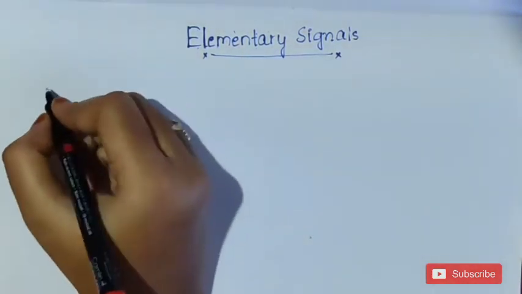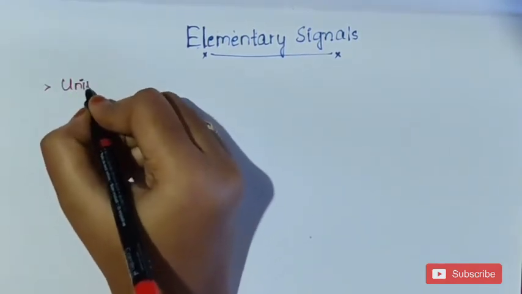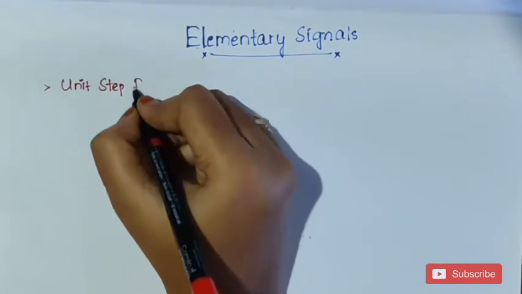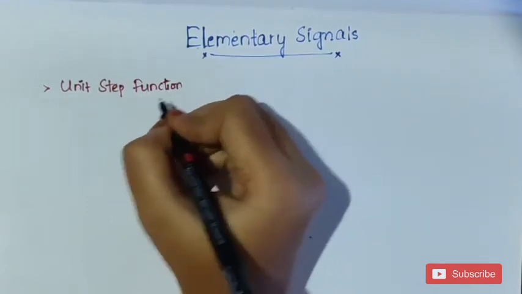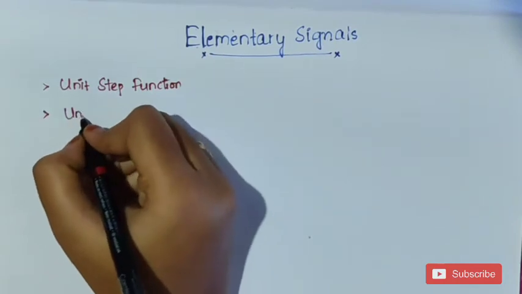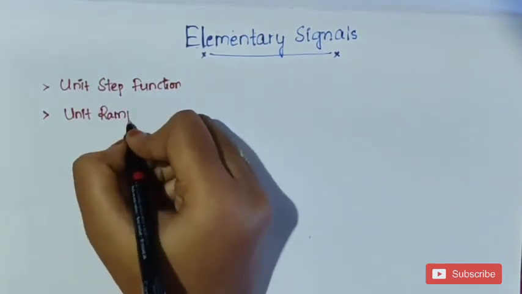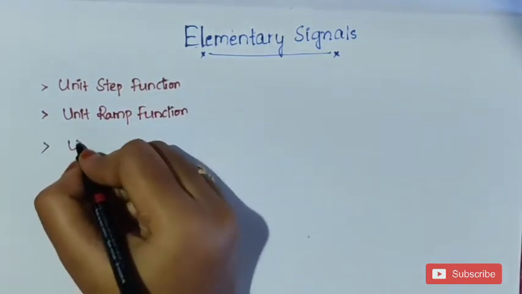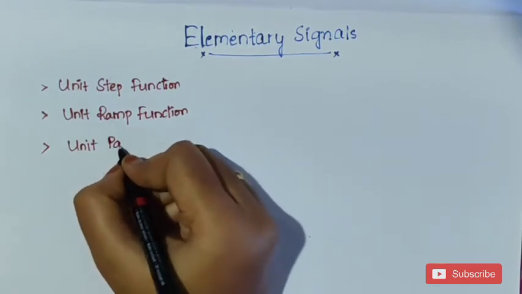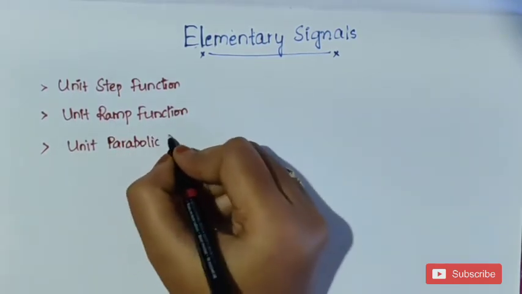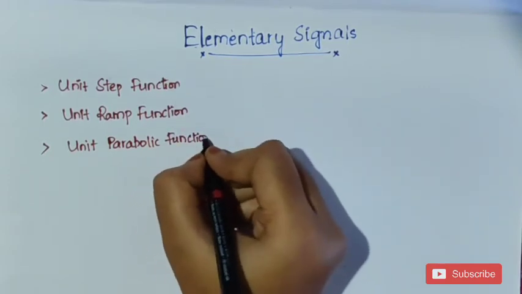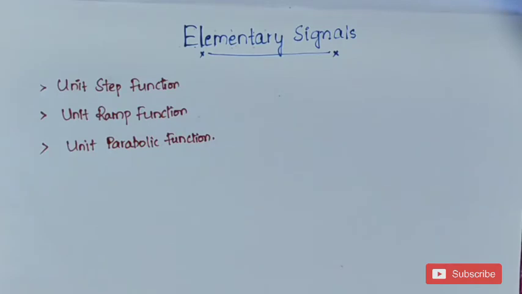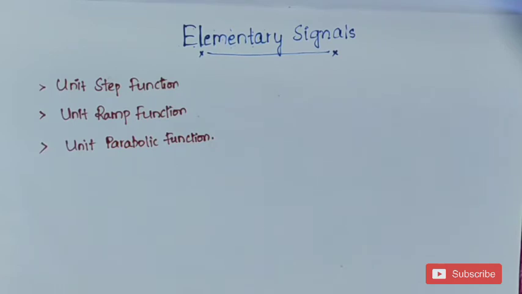First one is unit step function. Second one is unit ramp function. Third one is unit parabolic function. So in today's video I will tell you about unit step function, unit ramp function and unit parabolic function. First topic is unit step function. It is an elementary signal.